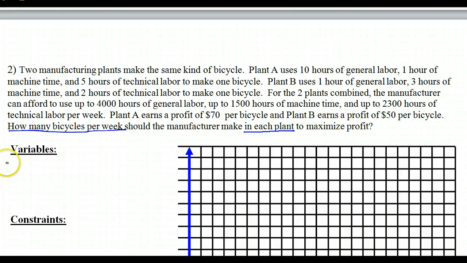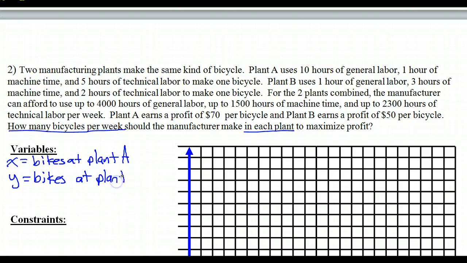So I'm going to use X to be the number of bikes at plant A. You know, just to abbreviate it a little bit, I'll just put bikes at plant A. And I'll use Y for the number of bikes made at plant B. Okay, so how many bikes? X and Y are the number of bikes.